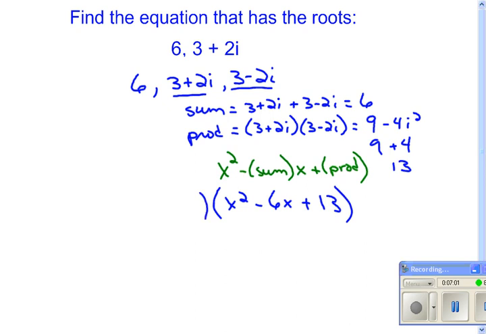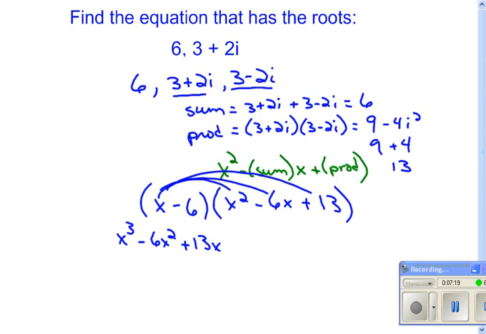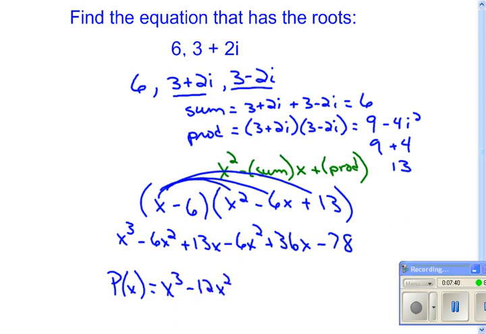And then in front of it, we've got to take care of that 6. Well, 6 comes from x minus 6. And then you would multiply those two polynomials together. Take x times each term, x to the third minus 6x squared plus 13x, and take negative 6 times each term. Negative 6x squared plus 36x minus 78. And so your final answer, your polynomial that they came from, is x to the third minus 12x squared plus 49x minus 78.